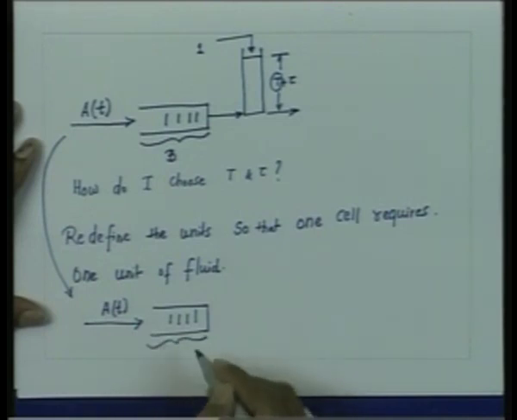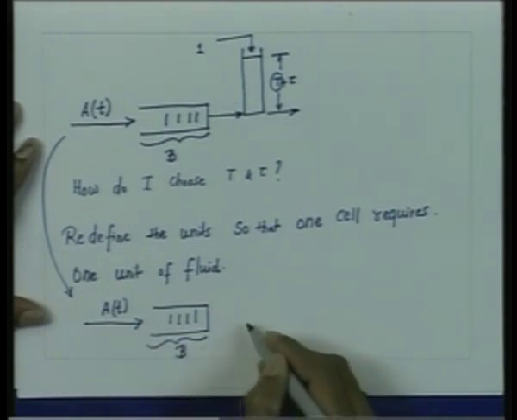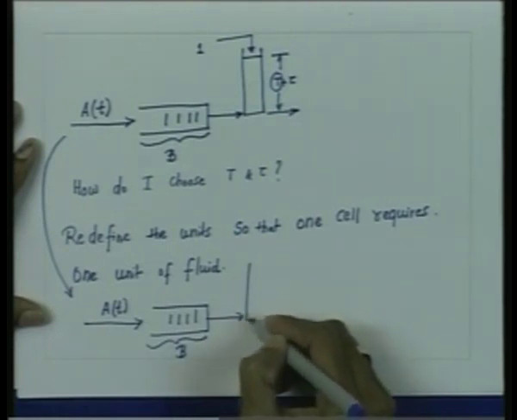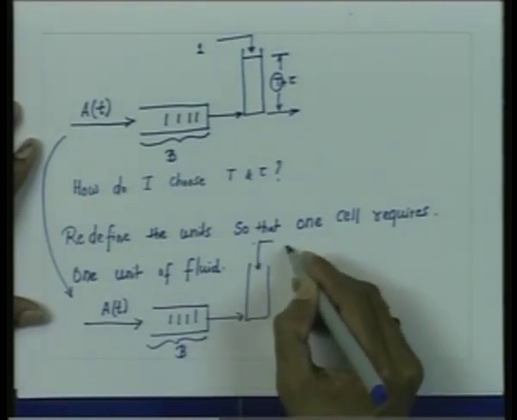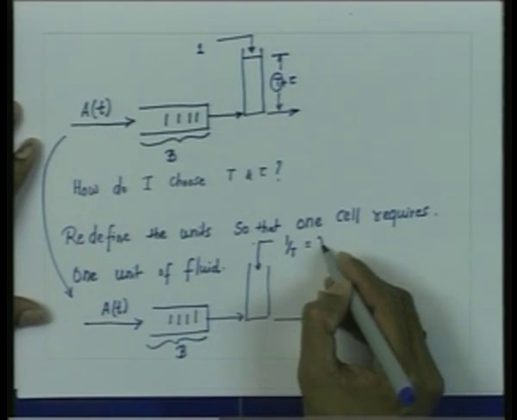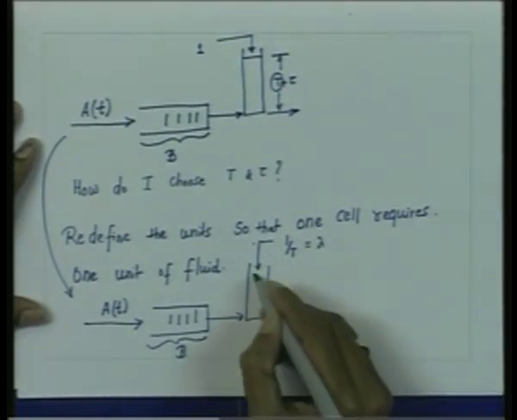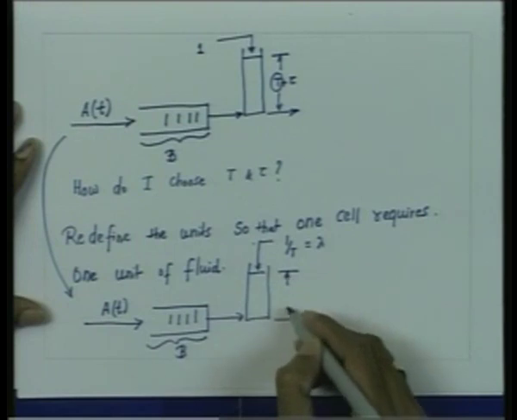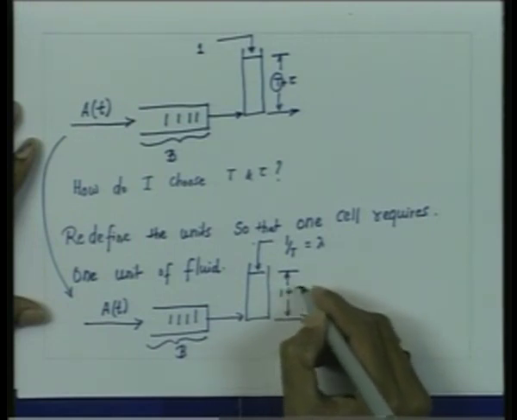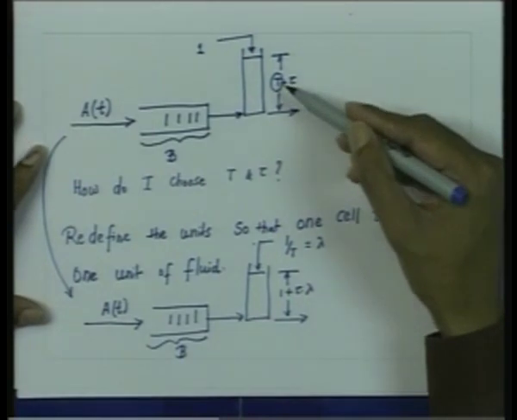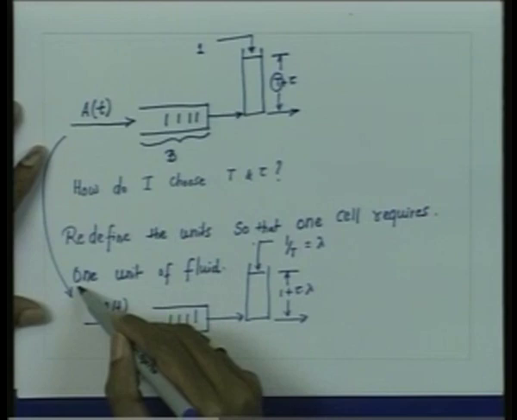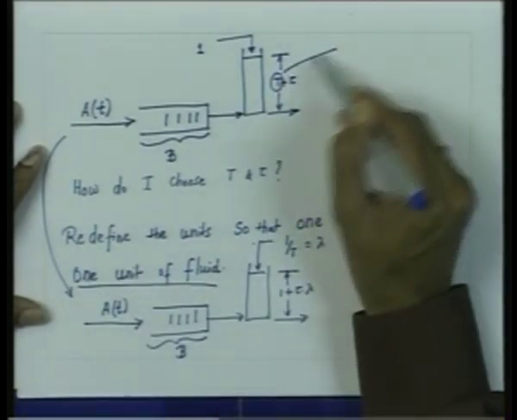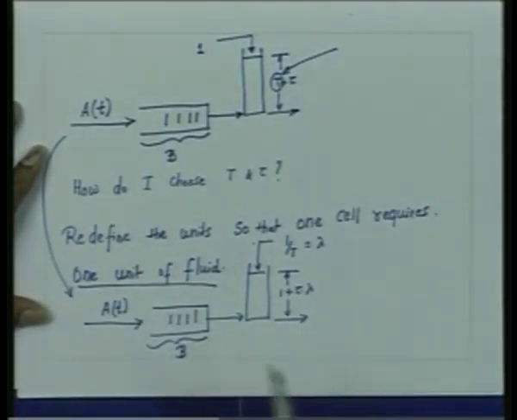Again this buffer has a maximum size of B, but in this leaky bucket, now we assume the fluid is coming at a rate of 1 by T, and let us call this 1 by T equal to lambda, and this bucket has a depth of 1 plus tau into lambda. So we have just changed the units in such a manner that each cell now requires 1 unit of fluid instead of capital T units of fluid that it required earlier.